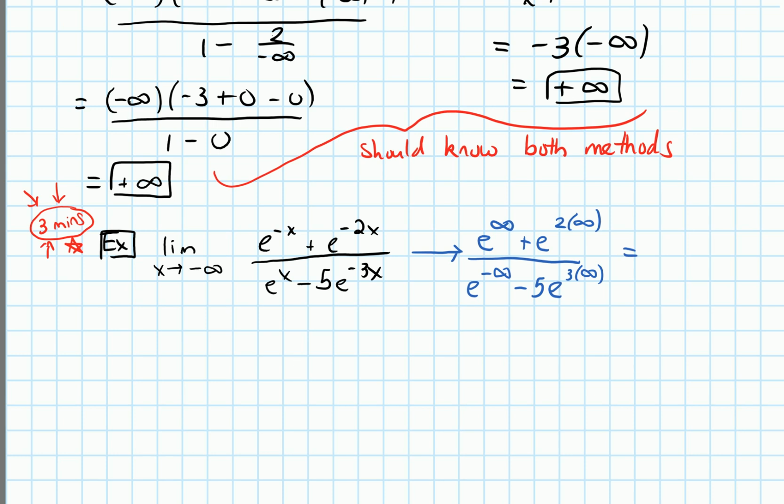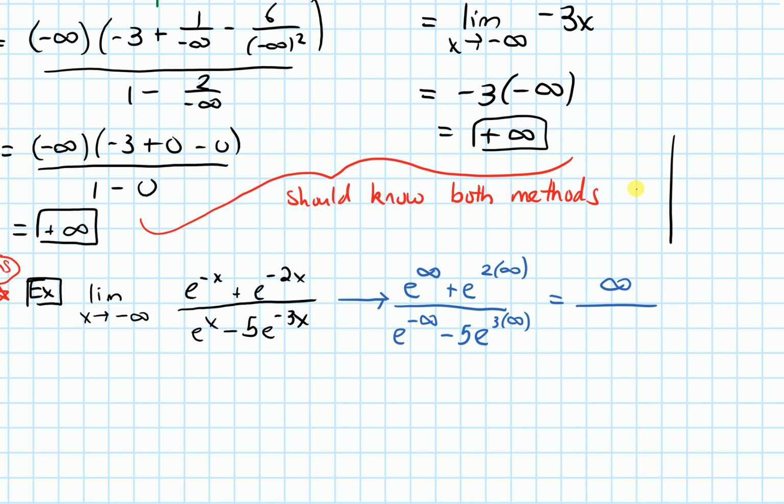Well, on the top I have e to the infinity, and I have e to the 2 times infinity. Both of those are infinitely big. So the numerator is infinity, because it's infinity plus infinity. On the denominator, e to the negative infinity, if we think about the graph of e to the x, so this is brief review.